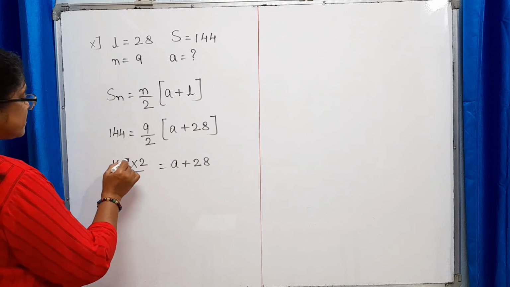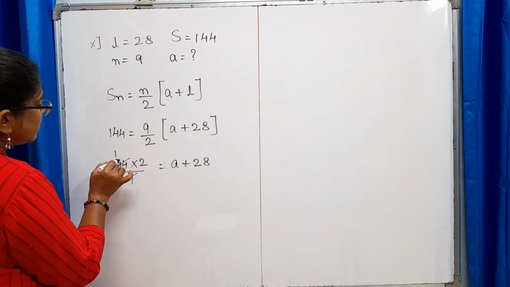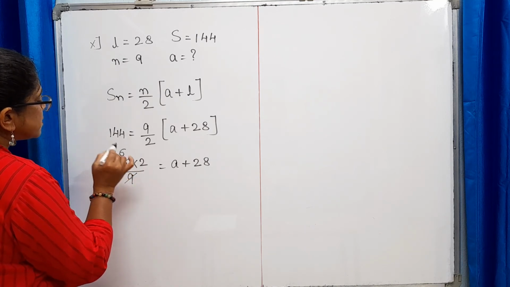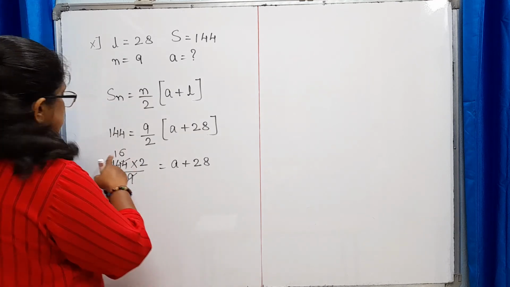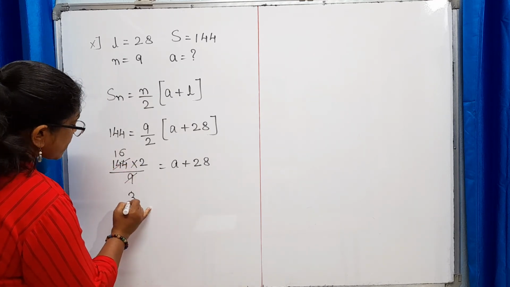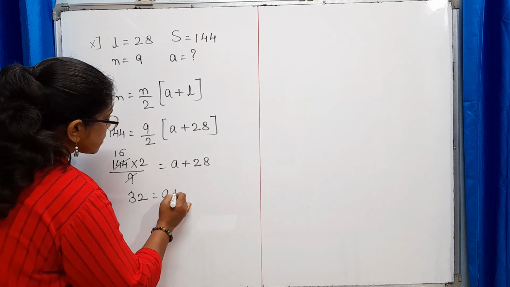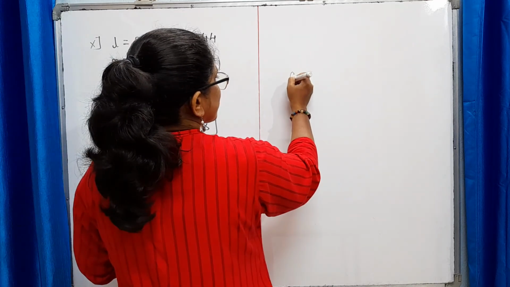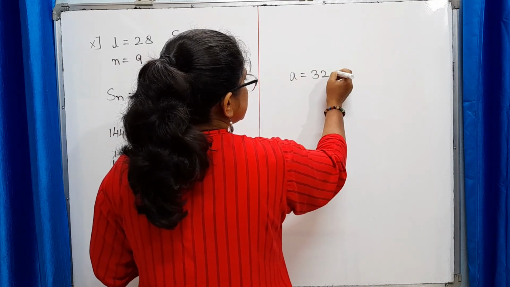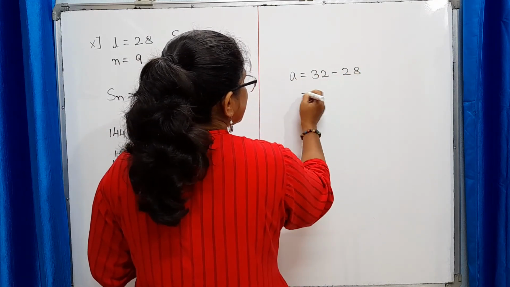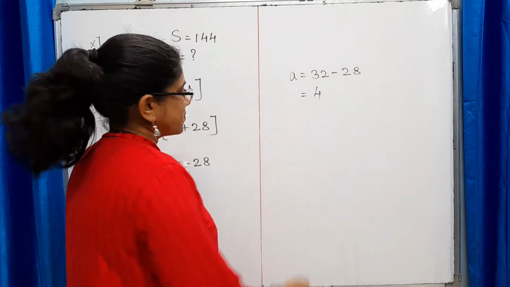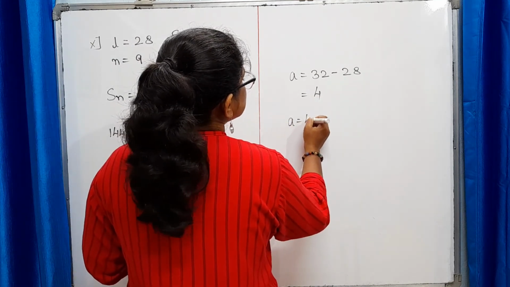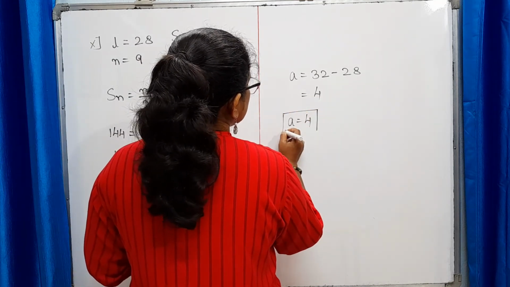9 ones are 9. 9 6s are 54. 16 into 2 is 32. 32 is a plus 28. So a is 32 minus 28 and that is nothing but 4. a is equal to 4. Quite a simple sum.